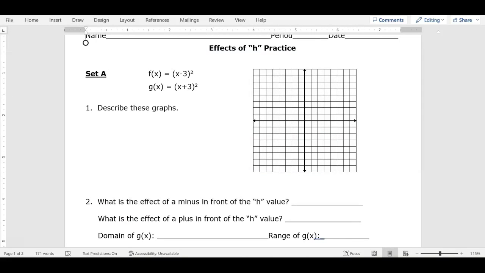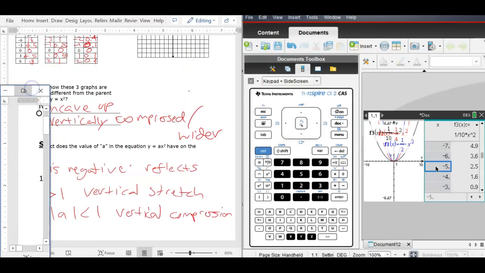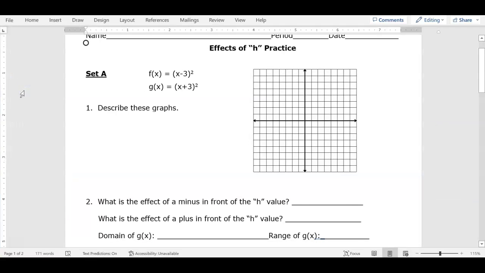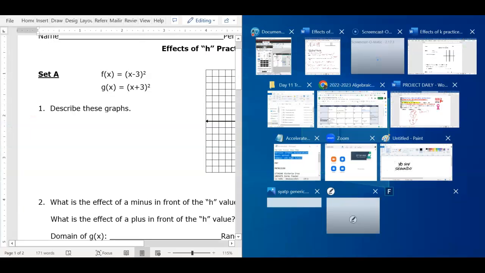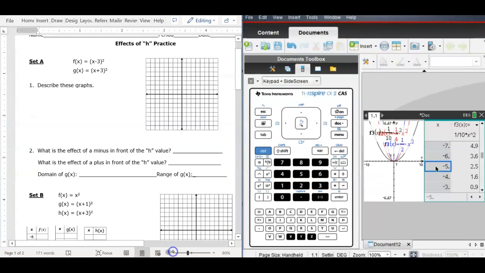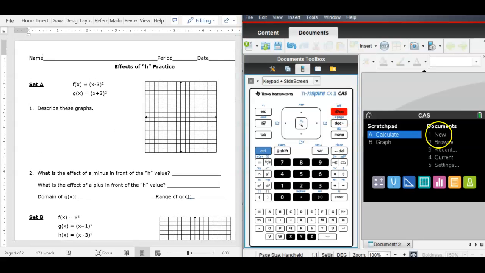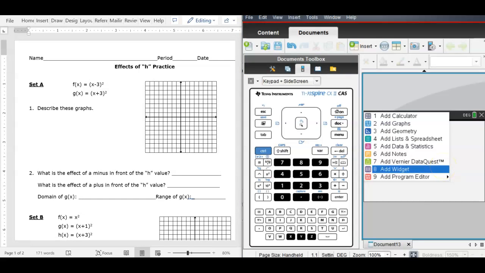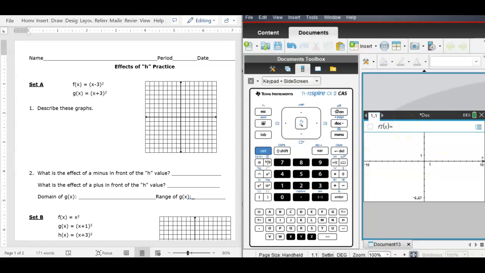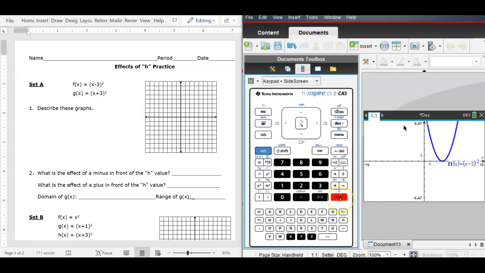Throw it over here, this, and drag that over. All right, go to 80%. Here we go. All right, we want to describe these graphs. So a new document, don't save, add a graph. So we have x minus 3 parentheses squared. Well, look at that, it's moved to the right.